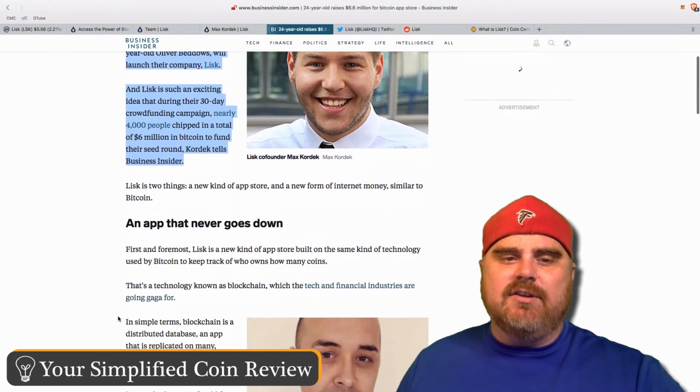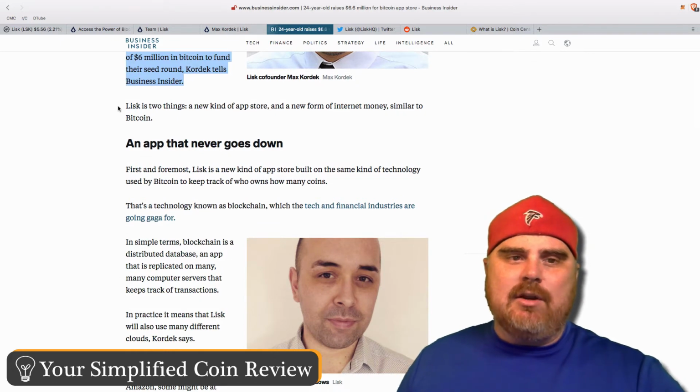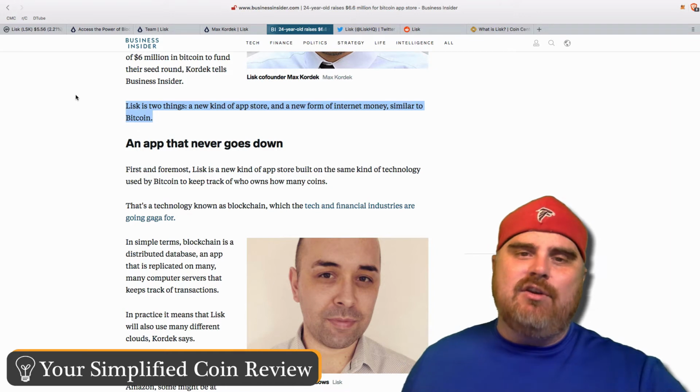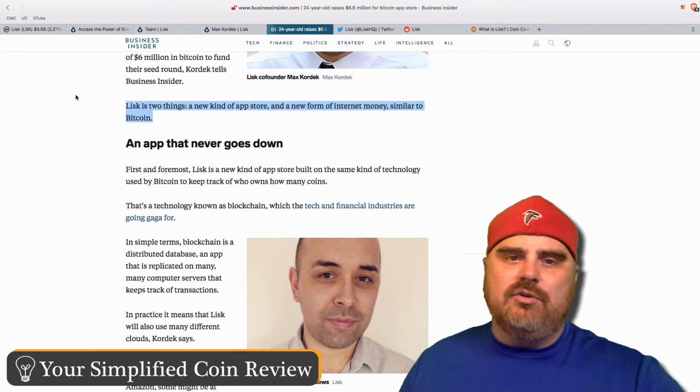And this is very interesting because this really sums up, I think, what Lisk is. Lisk is two things: a new kind of app store and a new form of internet money similar to Bitcoin.